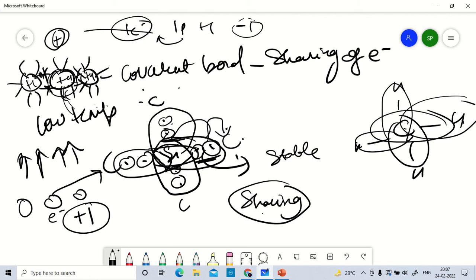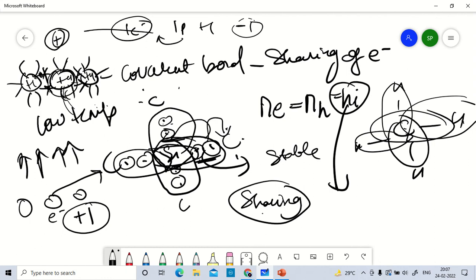In intrinsic semiconductors, the number of free electrons Ne is equal to the number of holes Nh. Of course, because one electron went, one hole is created. Another electron went, two holes are created. So the number of free electrons is equal to the number of holes, and that is equal to Ni. What is Ni? Ni is called intrinsic carrier concentration.